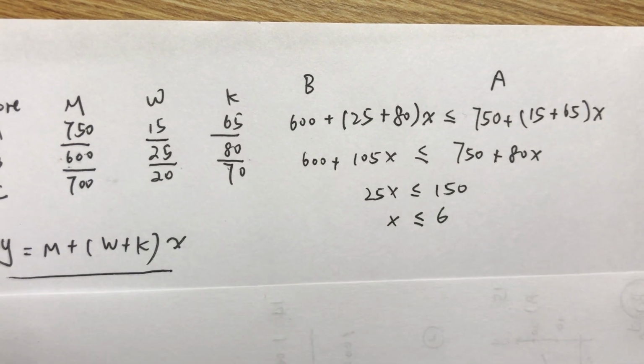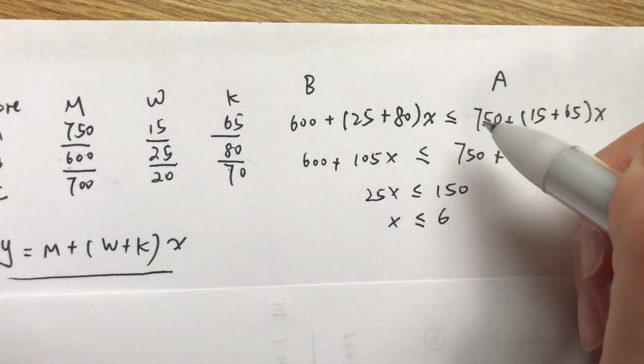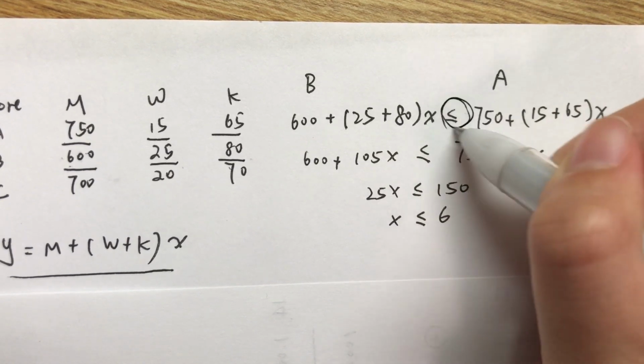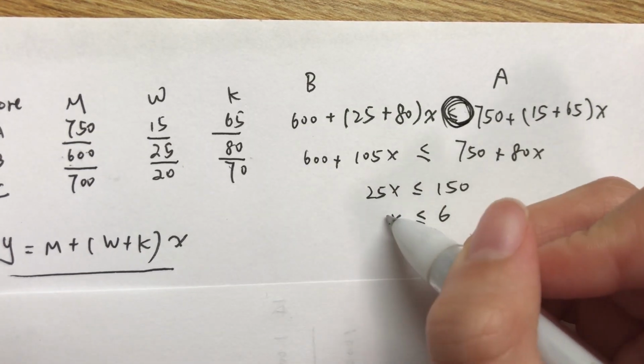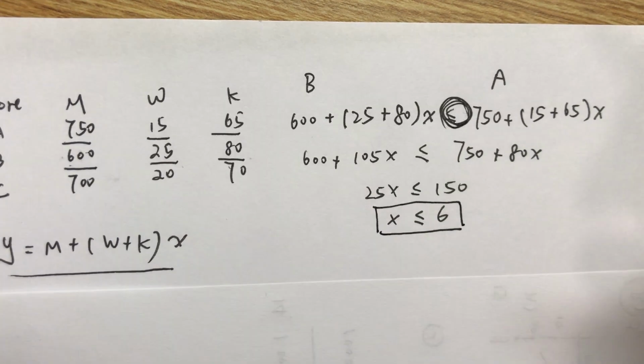Okay, since the question asks for the total cost from store B to be less than or equal to the total cost of buying the materials and renting the tools from store A, when we get the equation, we need to use smaller than or equal to. So the sign is important here. So we get the final answer: X smaller than or equal to 6. Okay, so this is choice A.